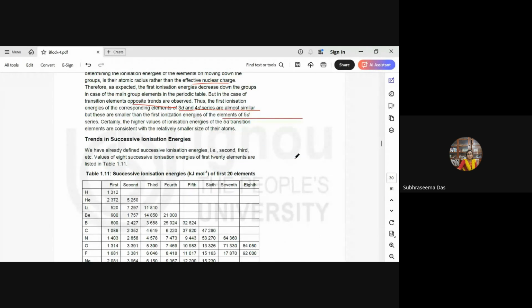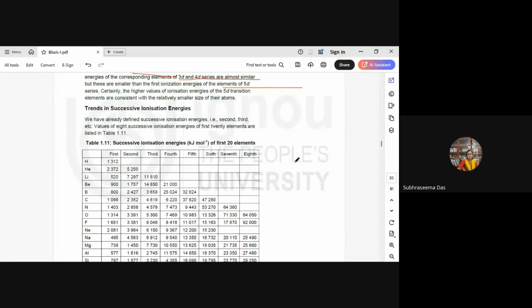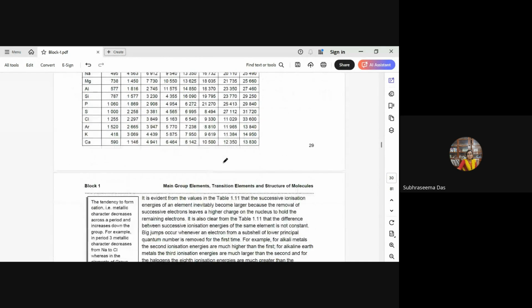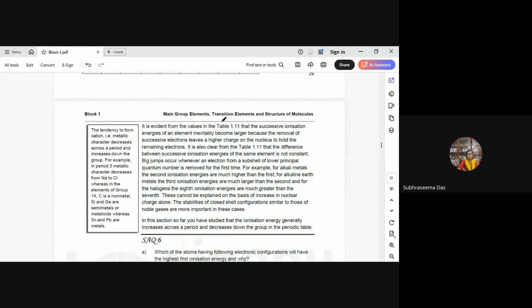Coming to trends in successive ionization energies, successive ionization energy means the removal of the second, third, fourth, or fifth electron from the element. Here the successive ionization energies of the first 20 elements have been shown. The successive ionization energies of an element become larger. Why? Because the removal of electrons becomes difficult, as once we remove electrons, those from the nearest shell lying close to the nucleus require more energy.